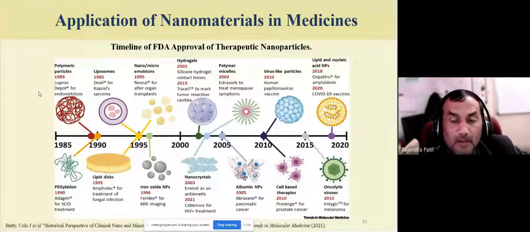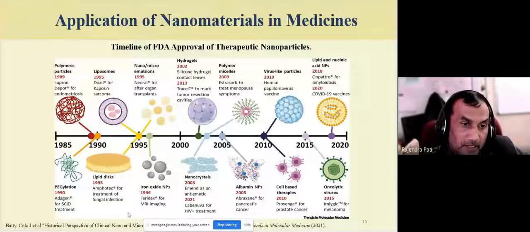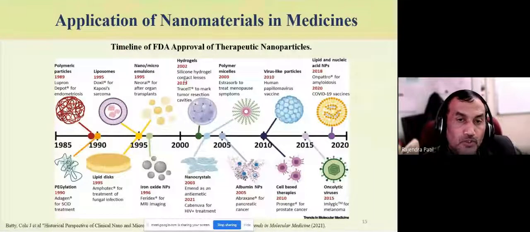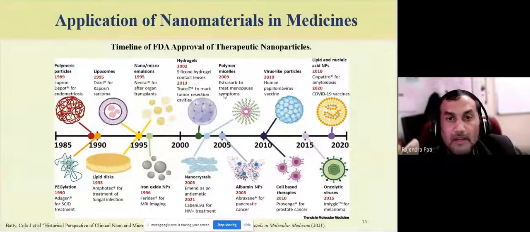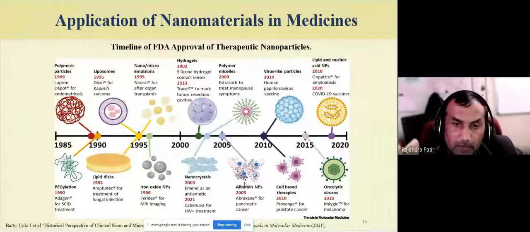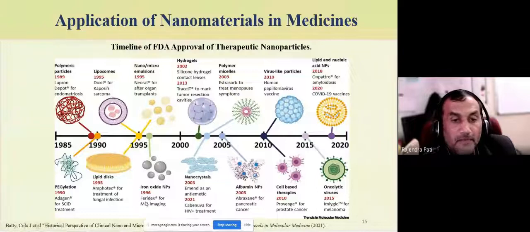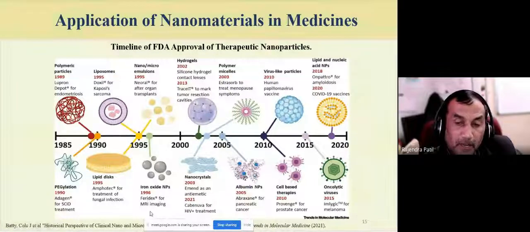Examples of some of the nanomaterials approved by the FDA are the lipid disc in 1995, hydrogels, which are silicon hydrogels used in contact lenses, nanocrystals, such as the nanocrystal formulation of cabotegravir for treating HIV, and iron oxide nanomaterial, ferridics, which is used for MRI imaging.